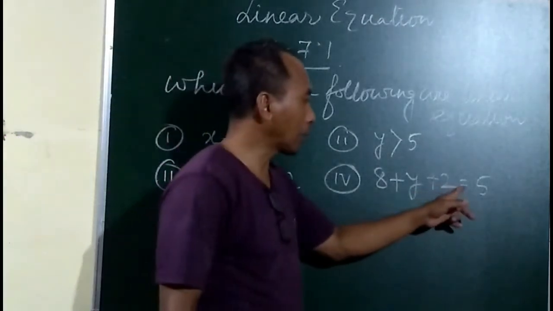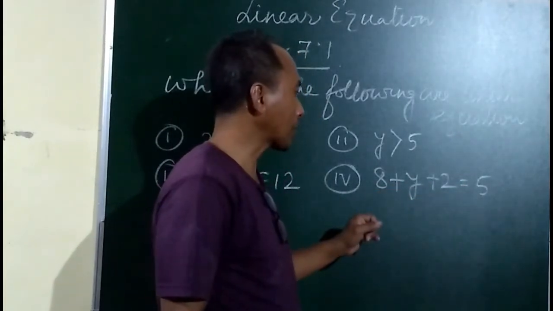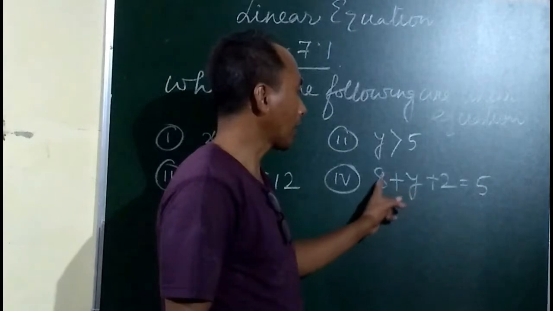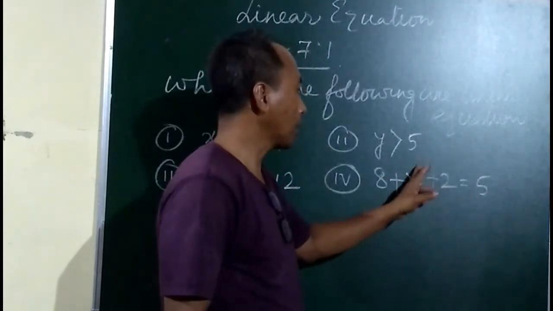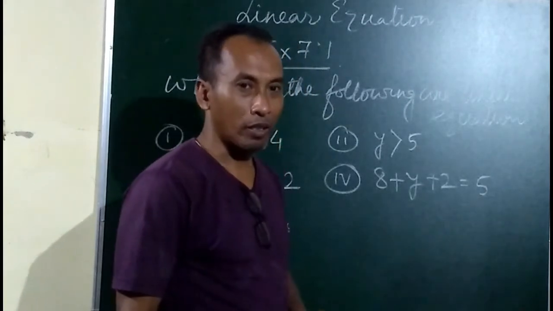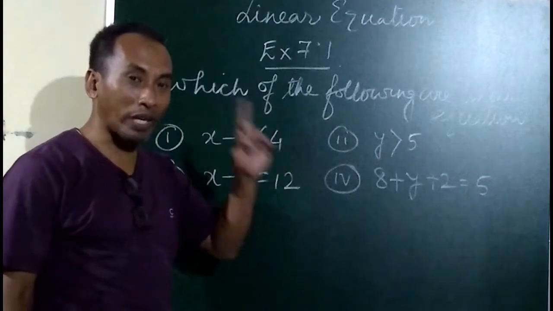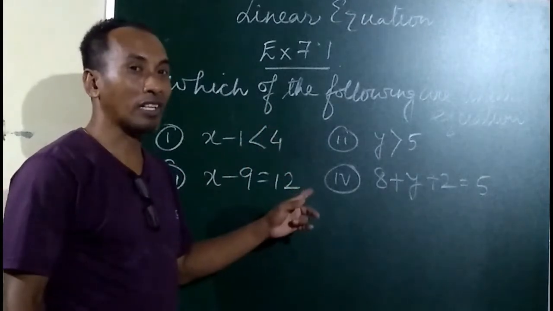Here is an equal sign, so this is an equation. Let us see whether it is a linear equation or not. One variable and a constant are there, and the exponent is also 1, so this is also a linear equation. So a linear equation means having one variable with exponent one, then it is called a linear equation.